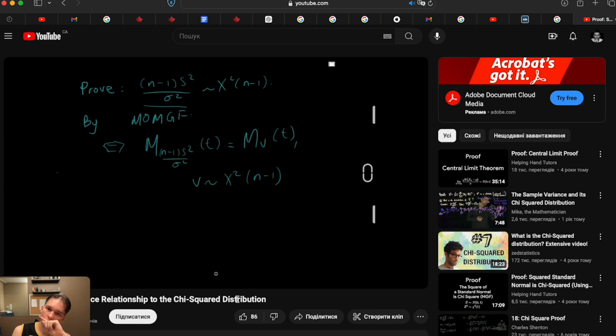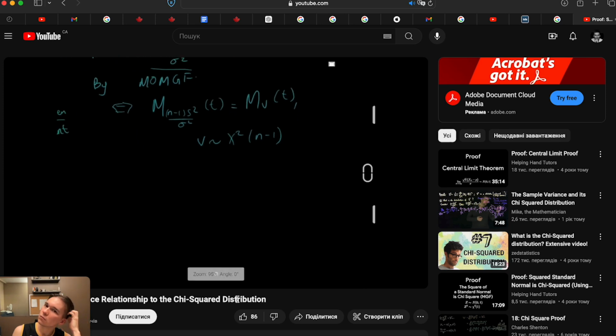So the bulk of this proof comes from proving that this particular moment generating function is that moment generating function. And we start off in a weird place. Well, we start with the right-hand side first, usually. So the right-hand side is just M_v of t, which is 1 minus 2t to the power of negative (n minus 1) over 2. That should be a 2.